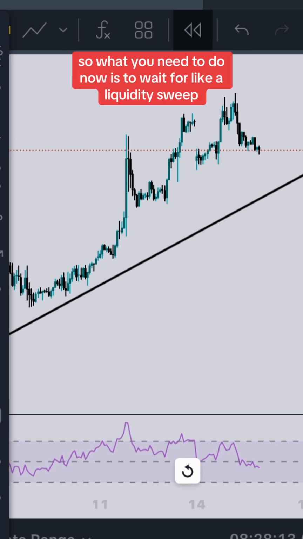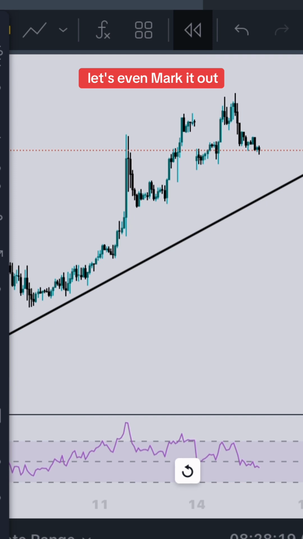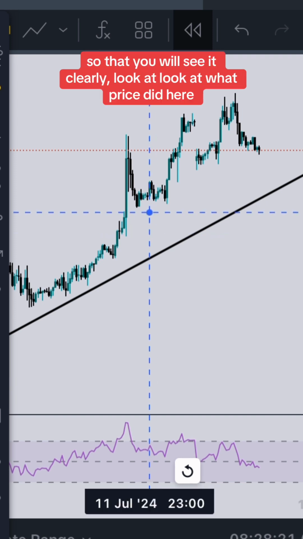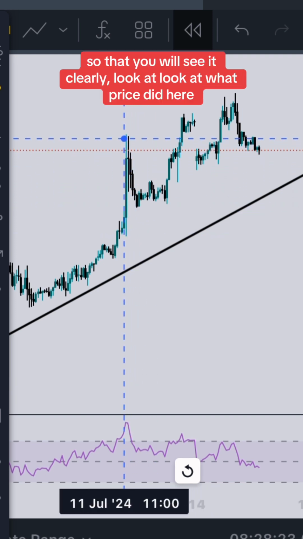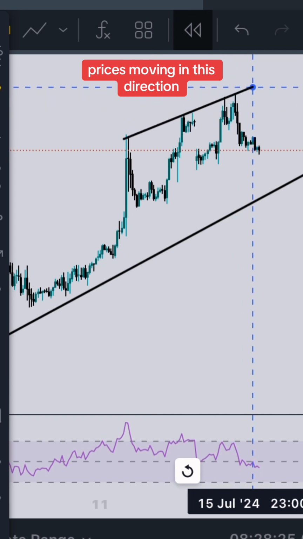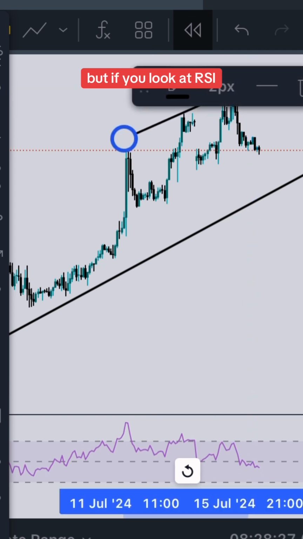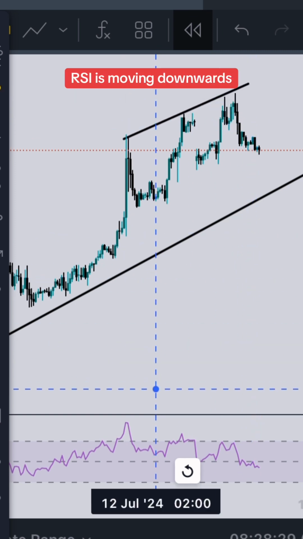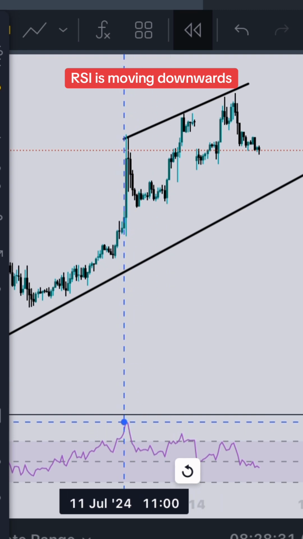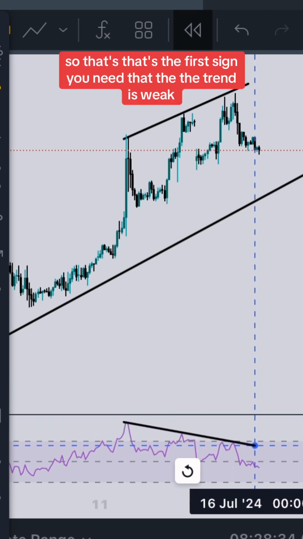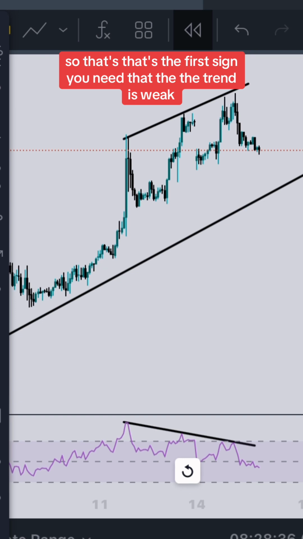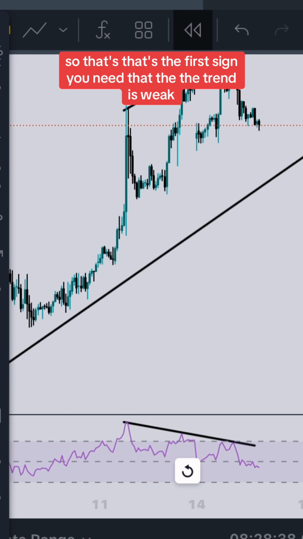So what you need to do now is to wait for a liquidity sweep. Let's even mark it out so that you see clearly. Look at what price did here. Price is moving in this direction, but if you look, RSI is moving downwards. So that's the first sign you need that the trend is weak.